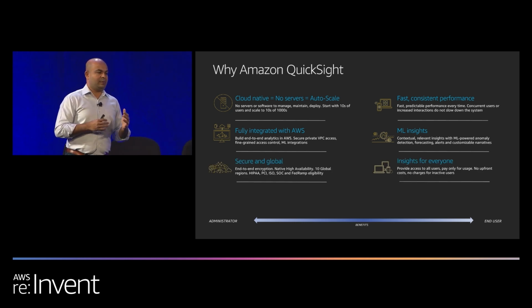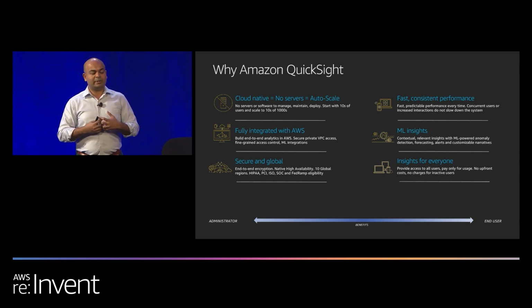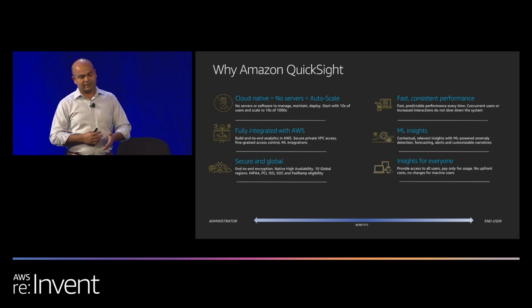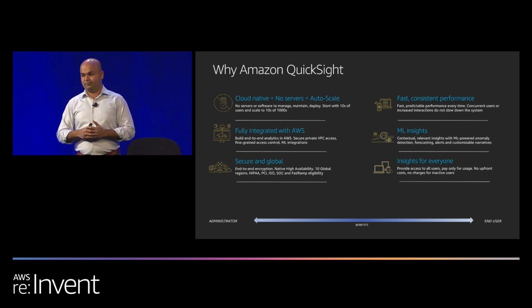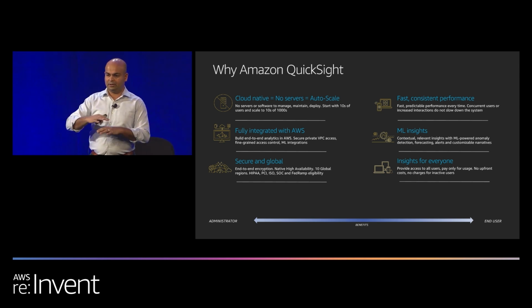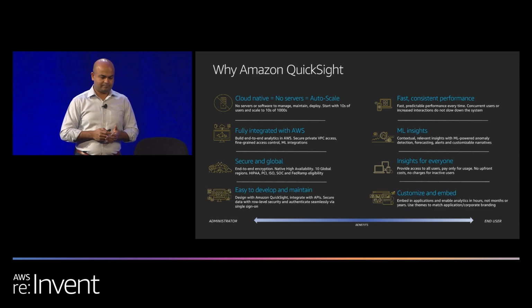We also wanted this platform to be secure and global. So AWS is across the world and in multiple regions. And QuickSight is rolling out to these regions. So we have end-to-end encryption, we have native high availability, and we have these global regions that are available for you to put your data out to your users. And we have a pricing model that matches this so that you pay for what you use.